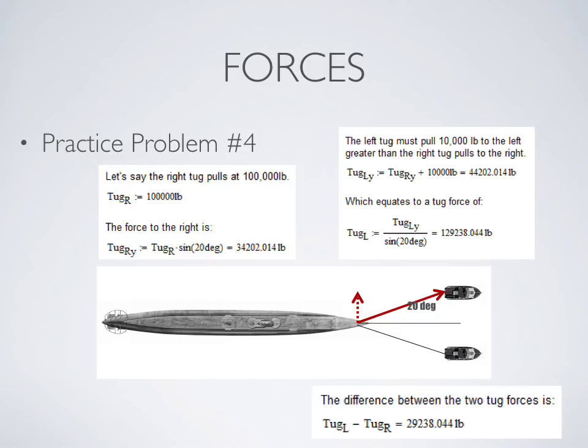129,238. And now we simply use the difference between the two. We started with 100,000. We have 129,000. So we know the difference is 29,238. Now you don't have to put in 100,000 pounds. You can put in anything and you will get the same difference.